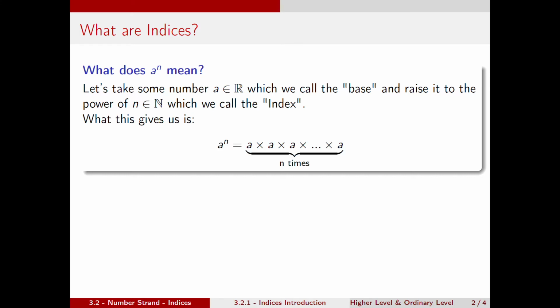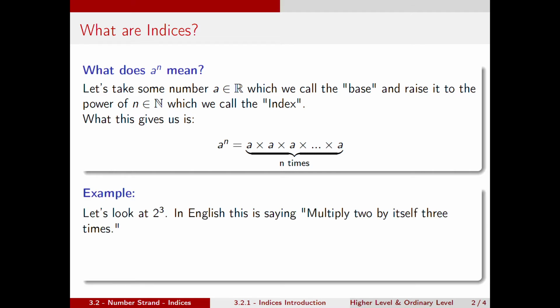What this gives us is a to the power of n is equal to a times a times a times a times, and so on, n times. So it is a multiplied by itself n times. So if we look at a quick example, we'll take 2 to the power of 3. In English, this is saying multiply 2 by itself 3 times, which we can do. 2 to the power of 3 is equal to 2 times 2 times 2, which is 3 times, which gives us 8.